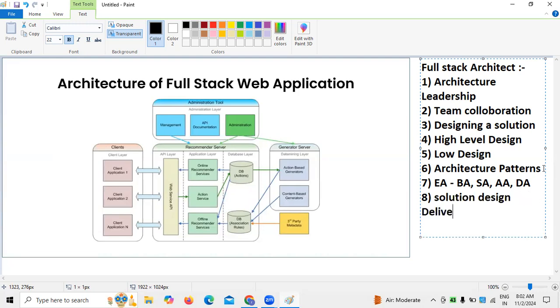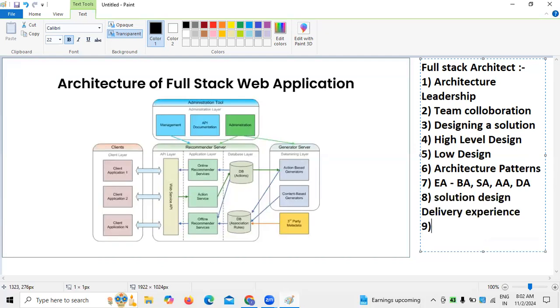Solution design delivery experience is something you will be learning as part of our full stack architect role. Solution design delivery experience is what, at the end of the day, you will be learning. This is where we land at the end of the day.